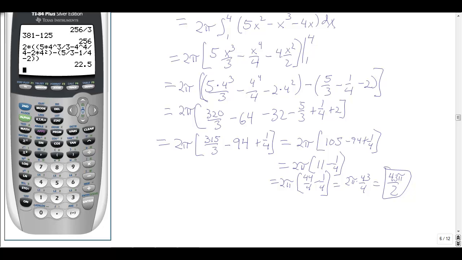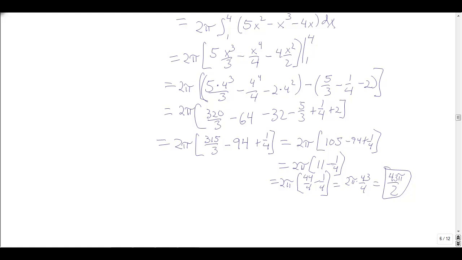I get this, math to a fraction. And again, I made a mistake here, so 45. My guess is, yeah, I can see 44 plus 1 would give me 45. Note, I got 11. That minus 1/4 should have been a plus 1/4. That 43 should have been a 45. And I should have gotten 45 pi over 2.